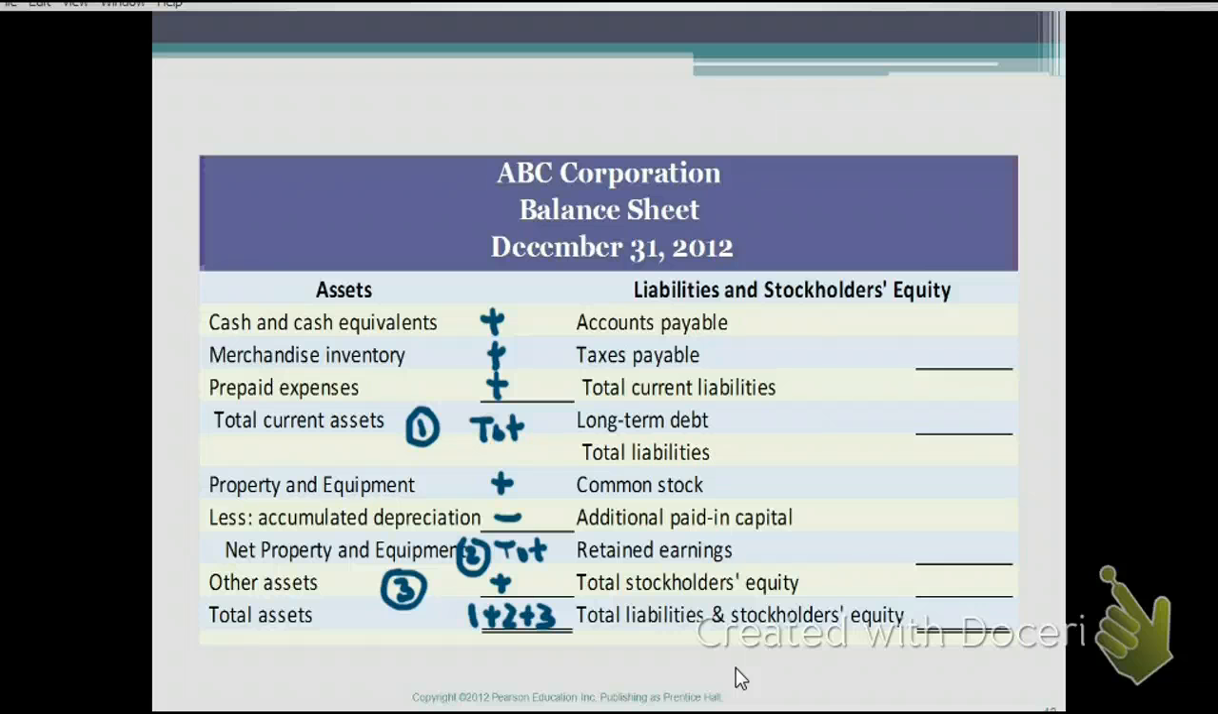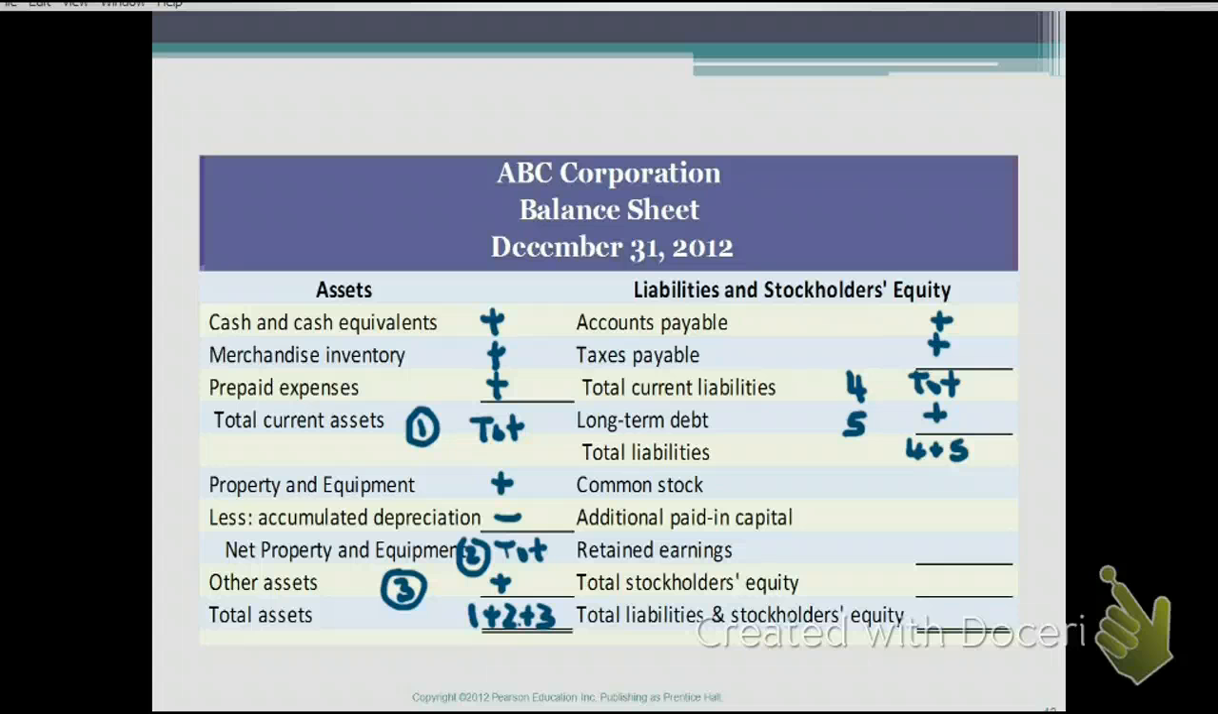Next, we move on to the liabilities and stockholders' equity section. Accounts payable and taxes payable will give you your total current liabilities. If there's another short-term liability, you would put that there as well and add that. Next, we have our long-term liabilities. You would add your long-term liabilities, and that will give you your total liabilities. So total liabilities is total current liabilities, which is number 4, plus long-term liabilities, which is number 5.